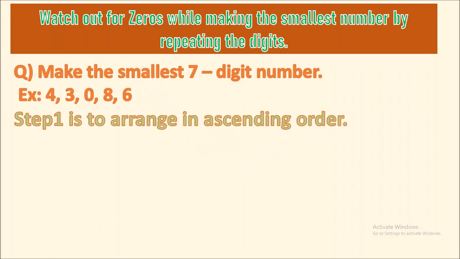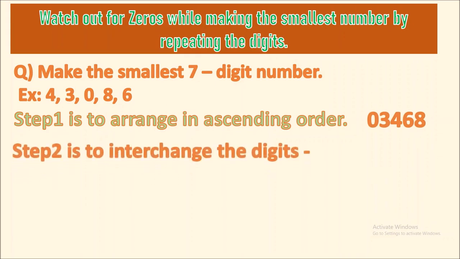So let's see what is the first step. First step is to arrange the number in ascending order. That will be 0, 3, 4, 6, 8. Now we need to interchange the digits because we cannot place 0 at the first place. So now interchange the digits. 3 should come first and 0 next. So the number becomes 30,468. Still it is not a 7-digit number, so we need to repeat the digit.